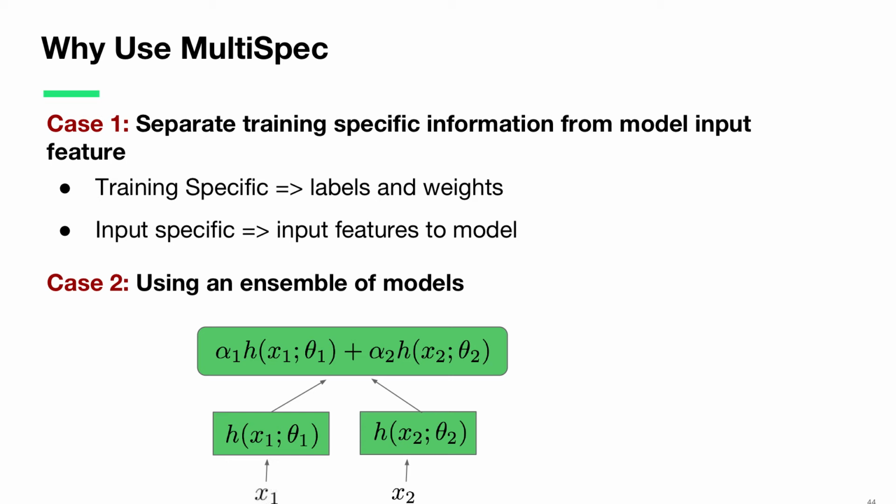So in our example, that was just the one hot encoding of all the other features that we saw, right? And the second case would be if you're training an ensemble of models. So if your end model, in this case in the diagram, is a linear combination of two separate models, where each separate model takes in a separate input, denoted by x1 or x2, you'd want to keep these x1 and x2 features separate, and multi-spec would allow you to do that.